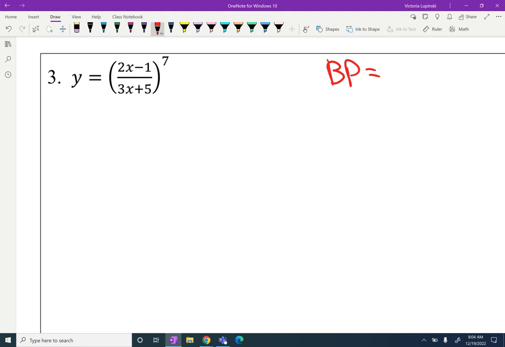Well, you're going to have to use the quotient rule, but not yet, because the quotient is being raised to the 7th power. Because this is being raised to the 7th power, this is actually a power rule problem. And then, of course, a chain rule. And when you do the chain rule, it's actually going to wind up being a quotient.